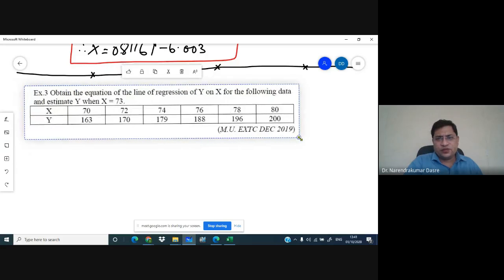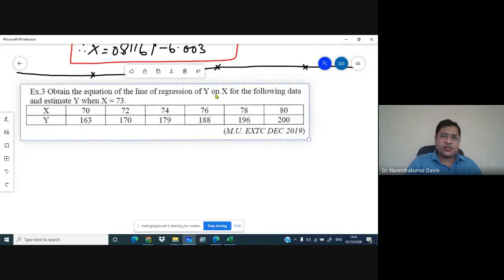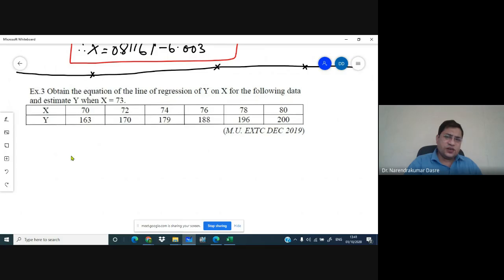So, here we have to obtain the equation of the line of regression of y on x from the following data, and we have to estimate the value of y when x is equal to 73. Okay, so we go with the solution.